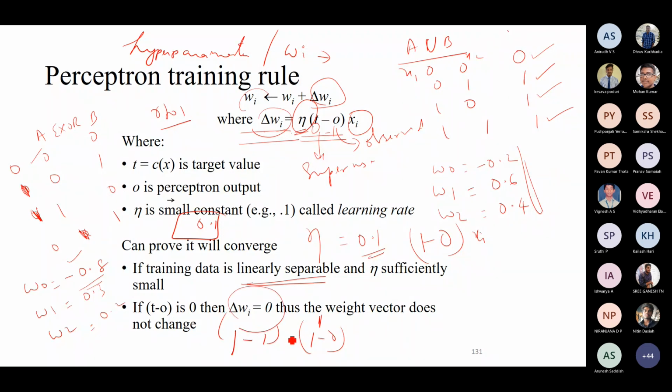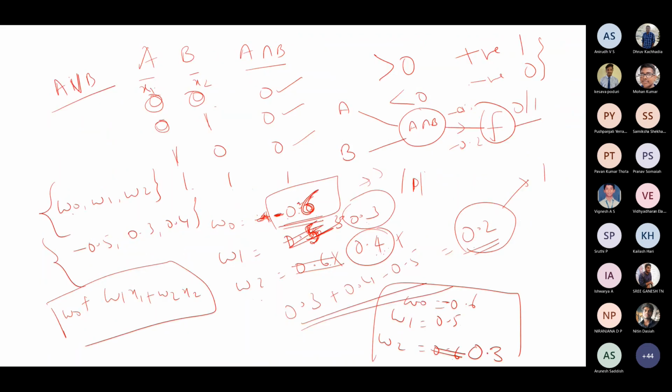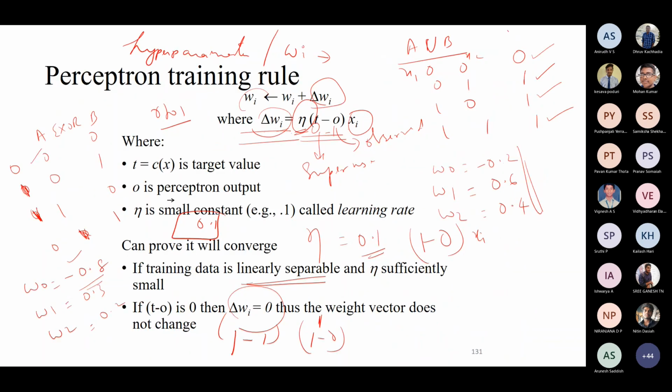Now, after modification, supposing in our example, whatever we did yesterday, it handled these two inputs, but it didn't handle this input. So we kind of modified the weight vectors to suit that. And then finally, we checked whether the modified weight vector suits all the records. So that is what is very important. That also we should try to do. So you can prove that it can converge, if the data is linearly separable and if eta is sufficiently small, it will definitely converge.